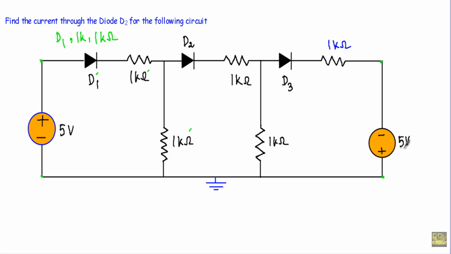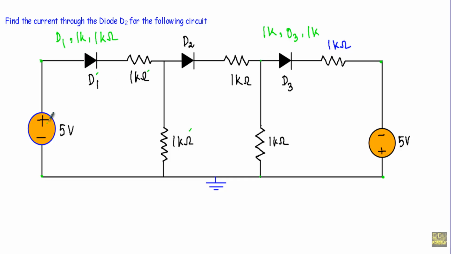Now see, the positive terminal of this 5 volt source is connected at this terminal, that means at this ground terminal, and this negative terminal is connected at this terminal. As this 5 volt source is applied between this terminal to this terminal, some portion of this 5 volt will be dropped across this 1 kilo ohm resistor, some portion will be dropped across the diode D3, and some portion will be dropped across the resistor of 1 kilo ohm. So these three components will absorb the voltage of 5 volt supplied by this source.